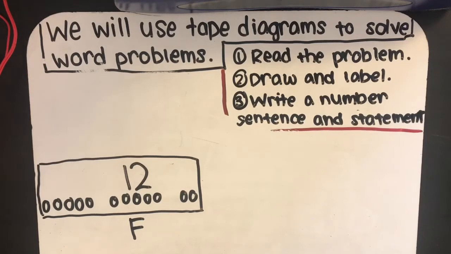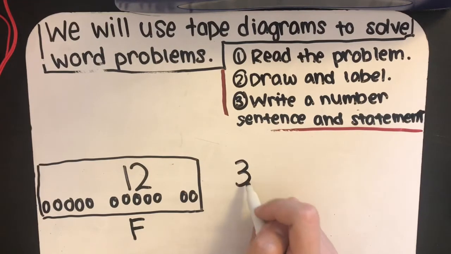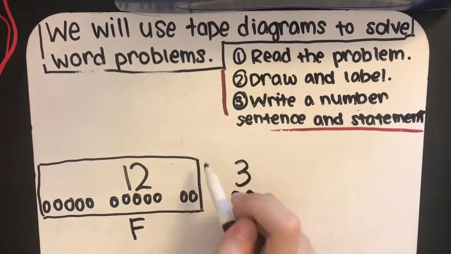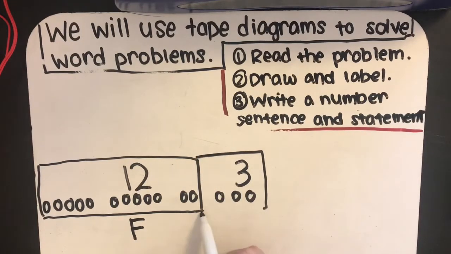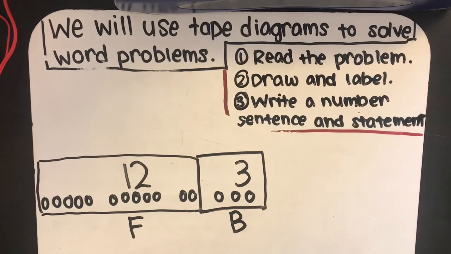What's the next part that we have to draw? 3 soccer balls in the coach's bag. So let's do that right now. We have 3 soccer balls, 1, 2, 3, inside of the coach's bag. So let's put the letter B for bag.